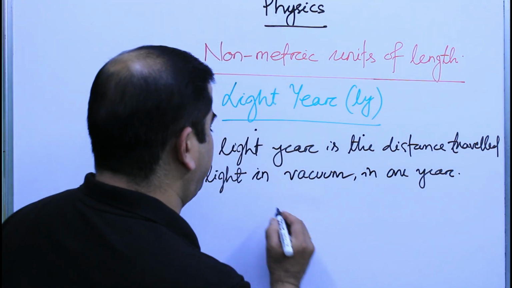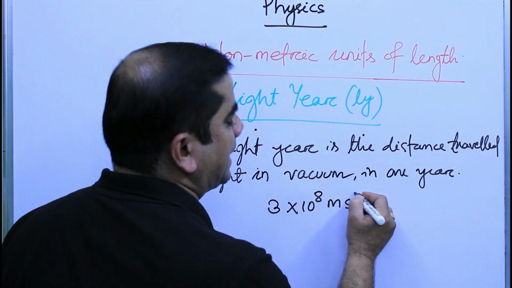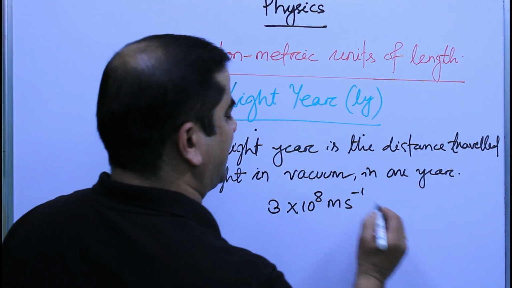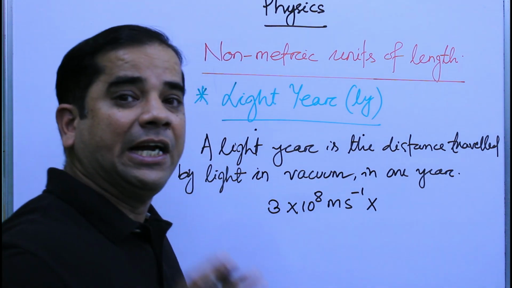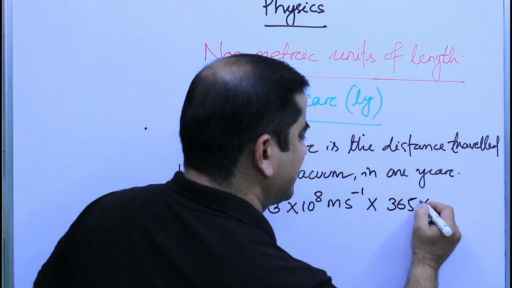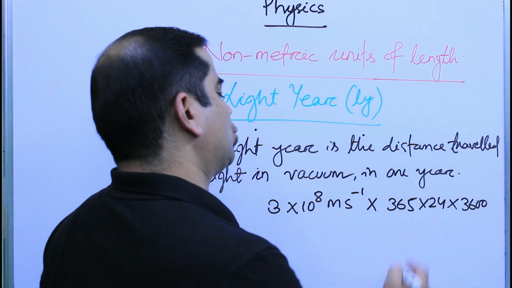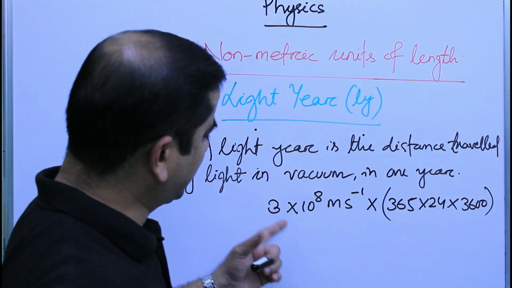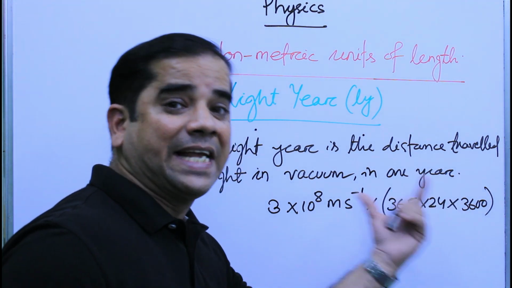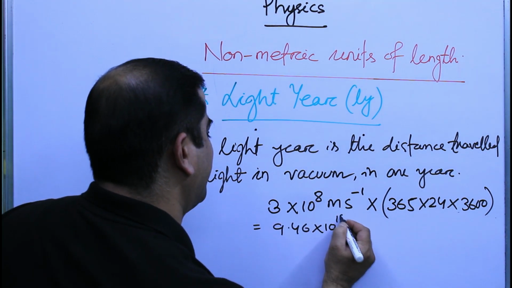We know that the speed of light is 3 into 10 to the power 8 meter per second, or we can write it as meter second to the power minus 1. So 1 year is 365 days, and we need to convert it into seconds. So 365, 1 day is 24 hours and 1 hour is 3600 seconds. So these many seconds. Because it is meter per second, we need to multiply it with these many seconds. So when we calculate, we get the value 9.46 into 10 to the power 15 meter.